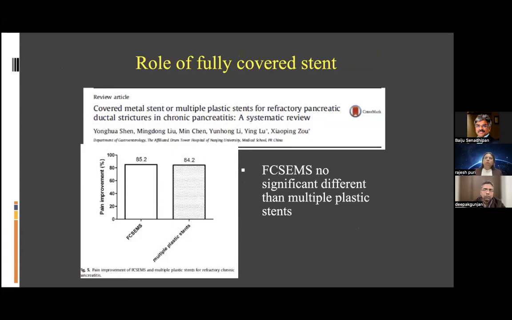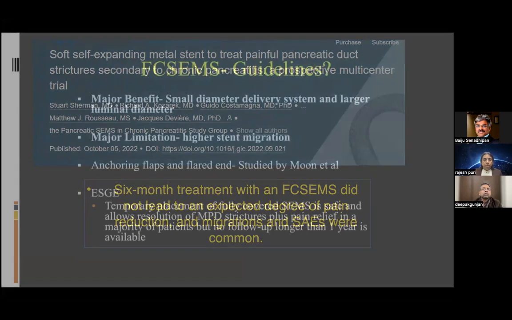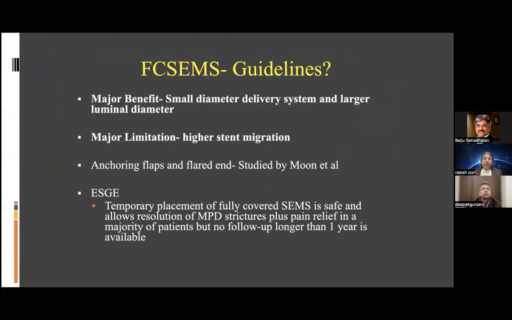Now, what is the role of covered stents? There's a lot of noise about the fully covered metal stent, but what the literature shows is there is no difference between multiple plastic stents versus the fully covered metal stent in chronic pancreatitis, and 6 months with the fully covered SEMS did not lead to an expected degree of pain reduction; migration and side effects were common. The guideline says that the small diameter of the fully covered SEMS makes it easier to place, because when you put multiple plastic stents across the stricture, it is difficult to place.